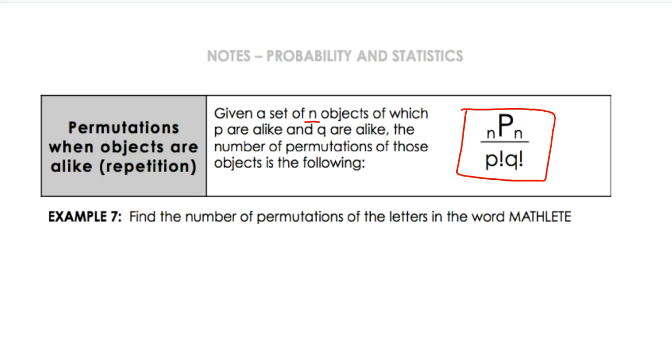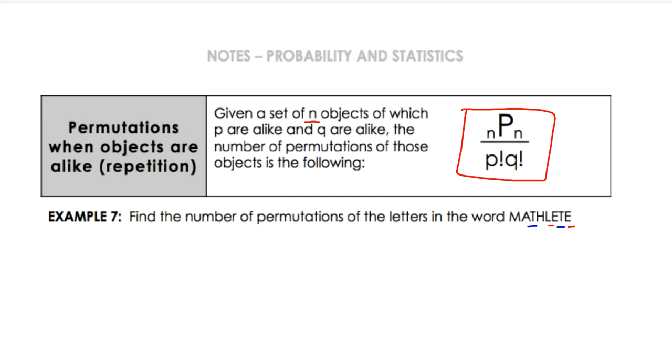So number 7 says find the number of permutations of the letters of the word mathlete. So in mathlete, we can see some repeats going on. So we should hopefully see that there is 2 T's and 2 E's. So those are some repeats that are going on there. So if we look at our formula, the top or the numerator of the fraction is n number of items choose n ways. So when we're doing that, we're counting the unique things that are happening.